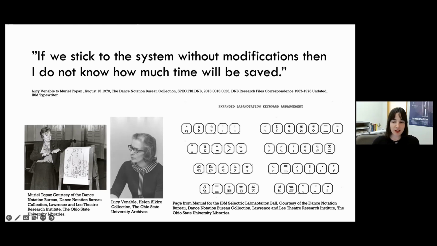Venable was somewhat discouraging. She wrote, "If we stick to the system," meaning the Labanotation system, "without modifications, then I do not know how much time will be saved." She cited reasons like the ones that I just mentioned about how the typing would actually be cumbersome. She was basically acknowledging to Muriel Topaz, this typewriter is not going to make things more efficient. At the same time, she didn't fully discourage Topaz from continuing, but for other reasons.